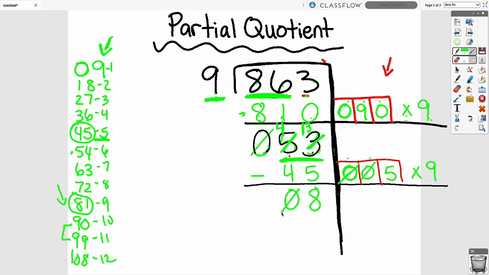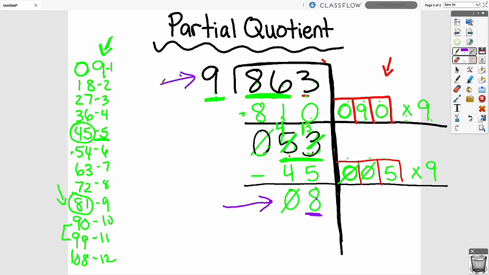Now, we need to understand that when the number on the bottom is smaller than your divisor, so 8 is smaller than your divisor, that lets you know that you have a remainder. So 8 is going to be your remainder. If at any time your number down here is equal to or greater than your number up here, then that lets you know that you did something wrong.